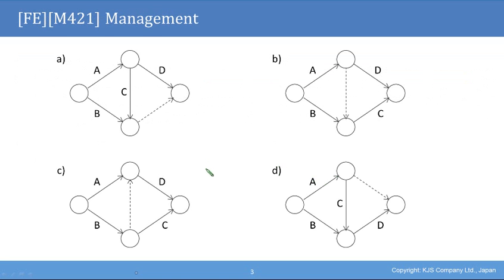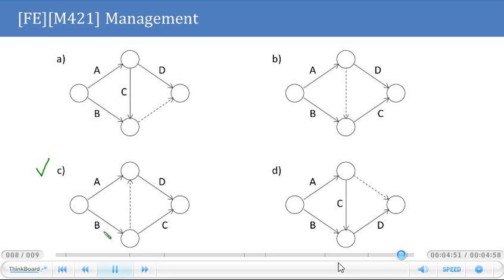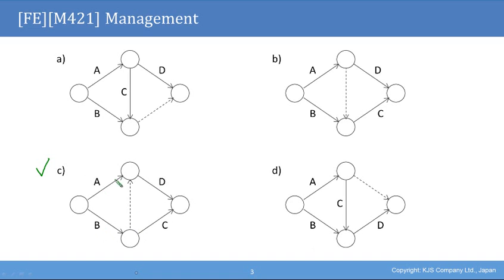Just to make the point clear, if we look at each of these diagrams here, for C, which we know is the right answer, A and B are independent of anything, so they begin at the start. C is dependent on B only, as you can see here. D is dependent on A, but because of this dummy arrow, it's also dependent on B. And this fulfills the criteria given in the question, in the table. Therefore, C is the correct answer.